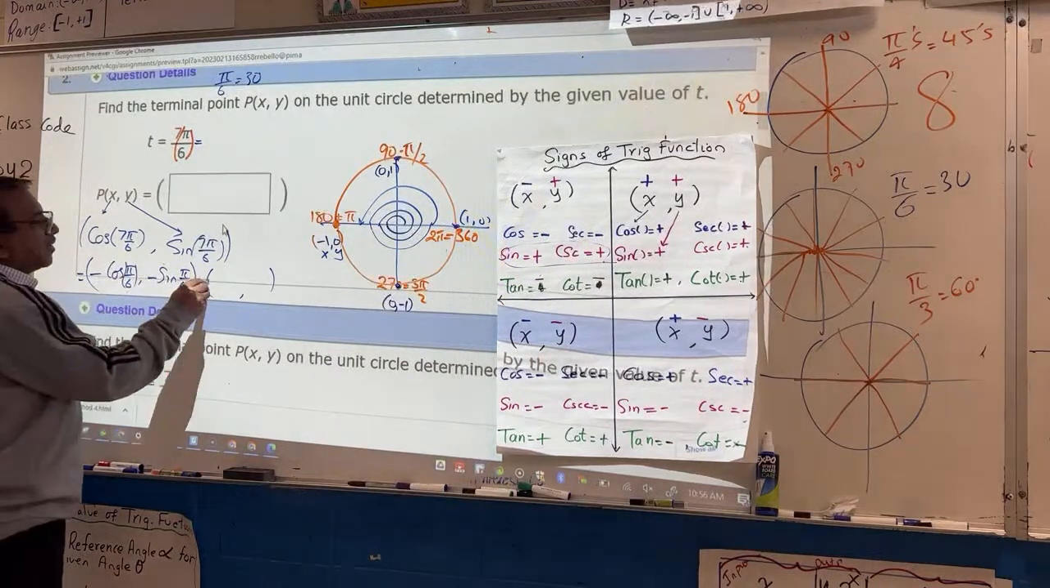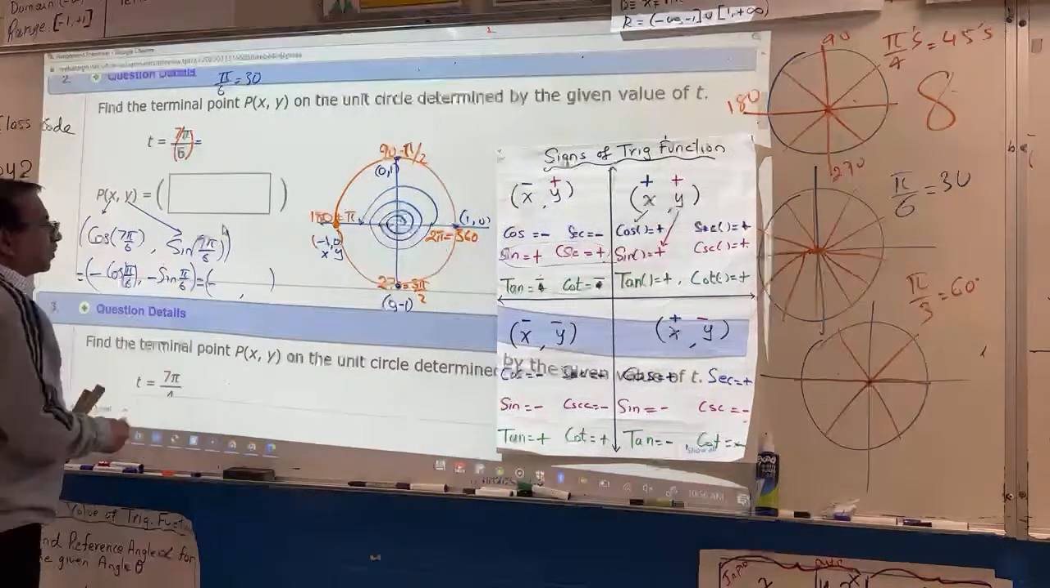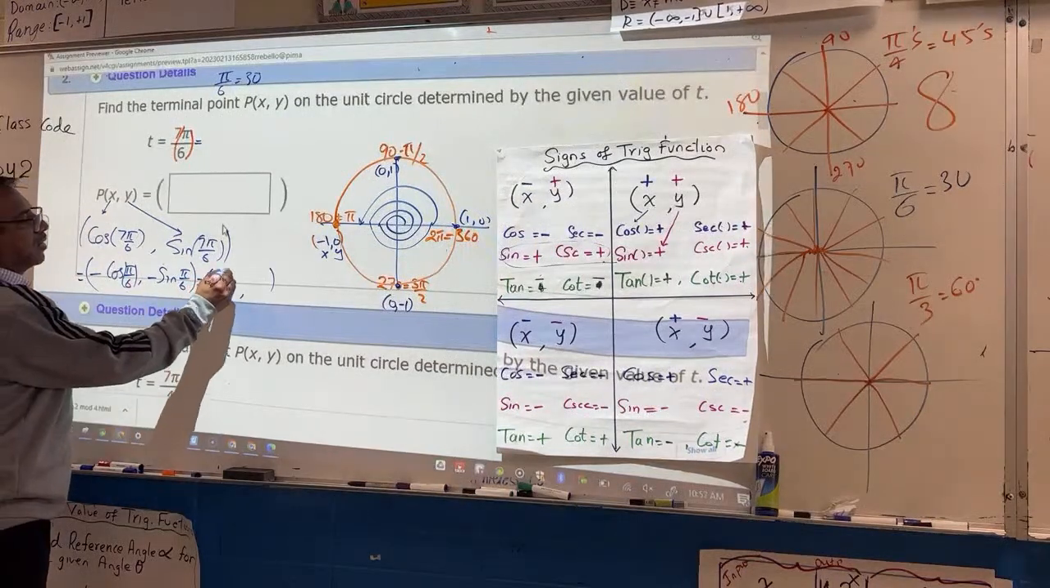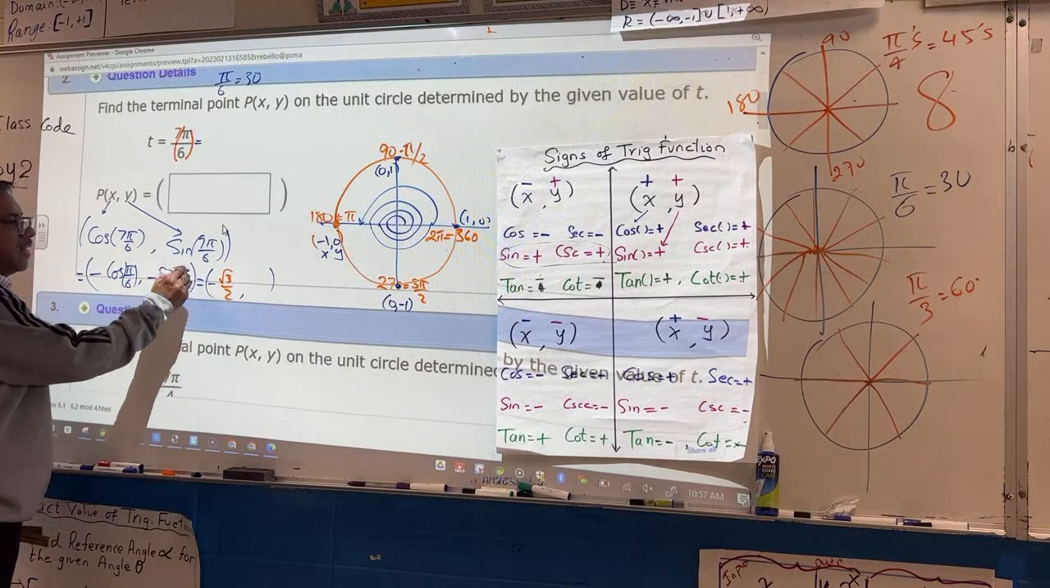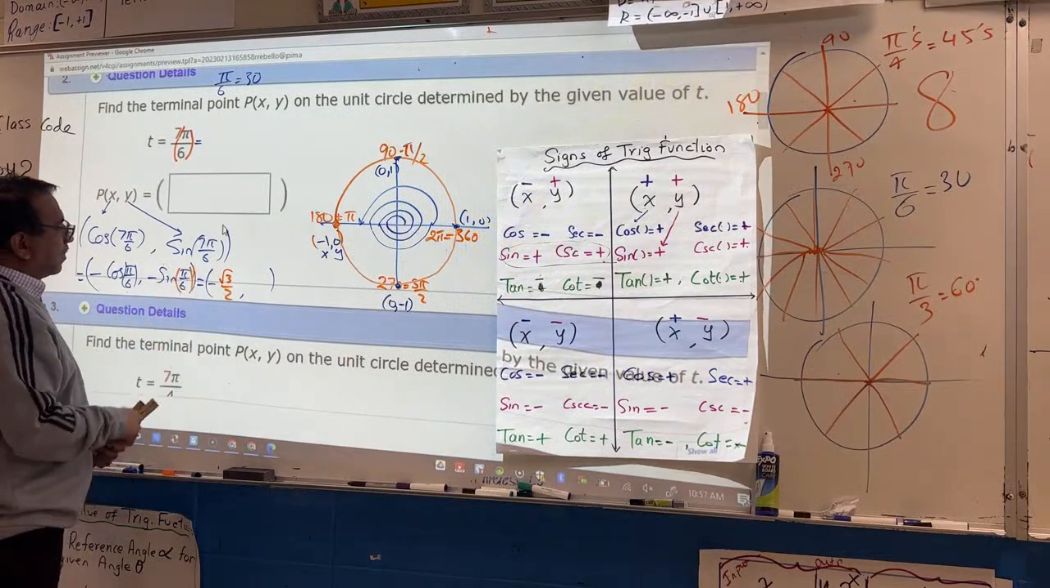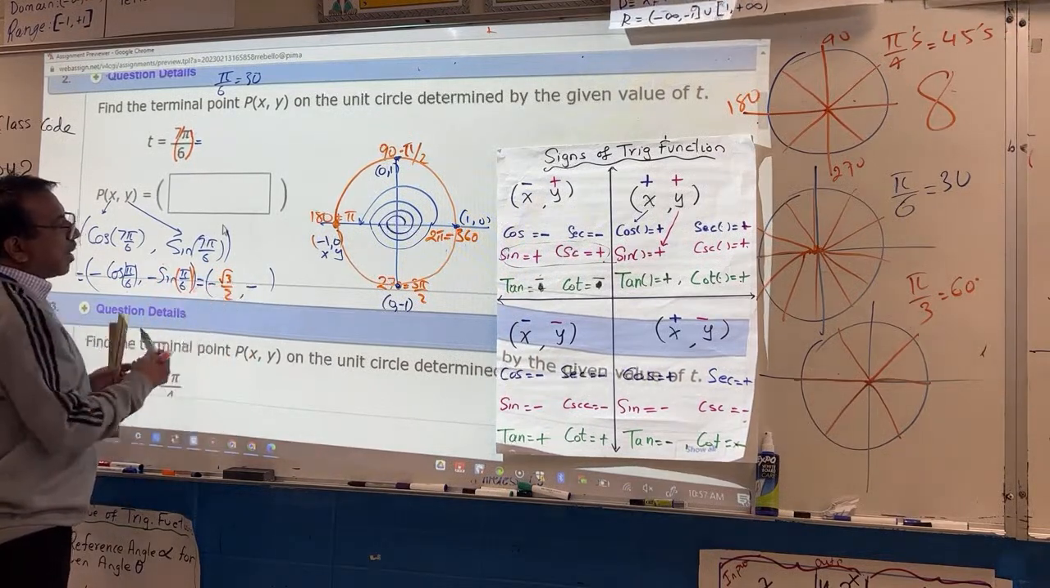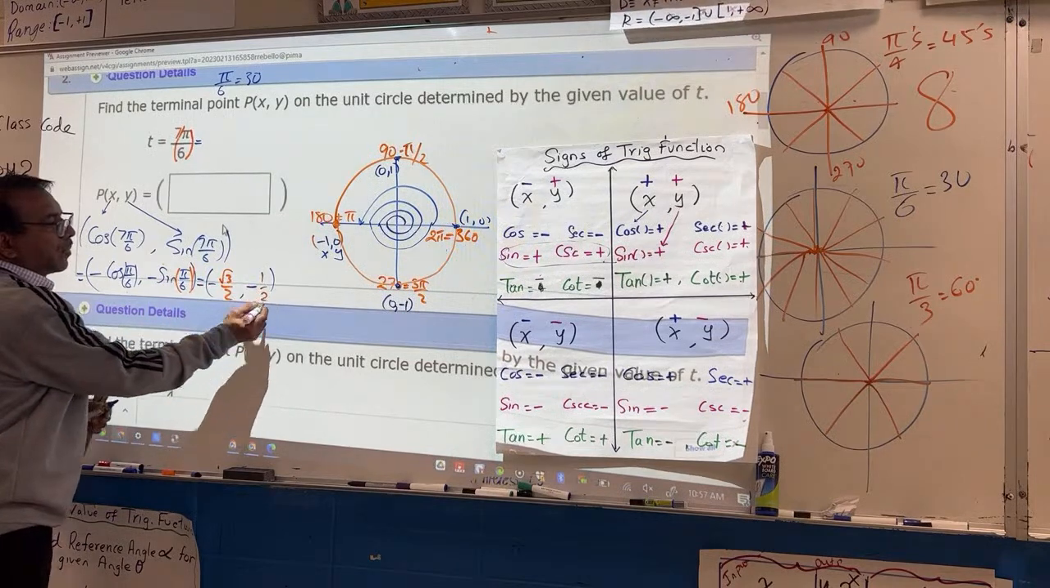Okay, so let's write the answer. The first one is root 3 over 2. And what about sine 30 degrees? Sine 30 is one half. So both are minus. See how it works, this is how.